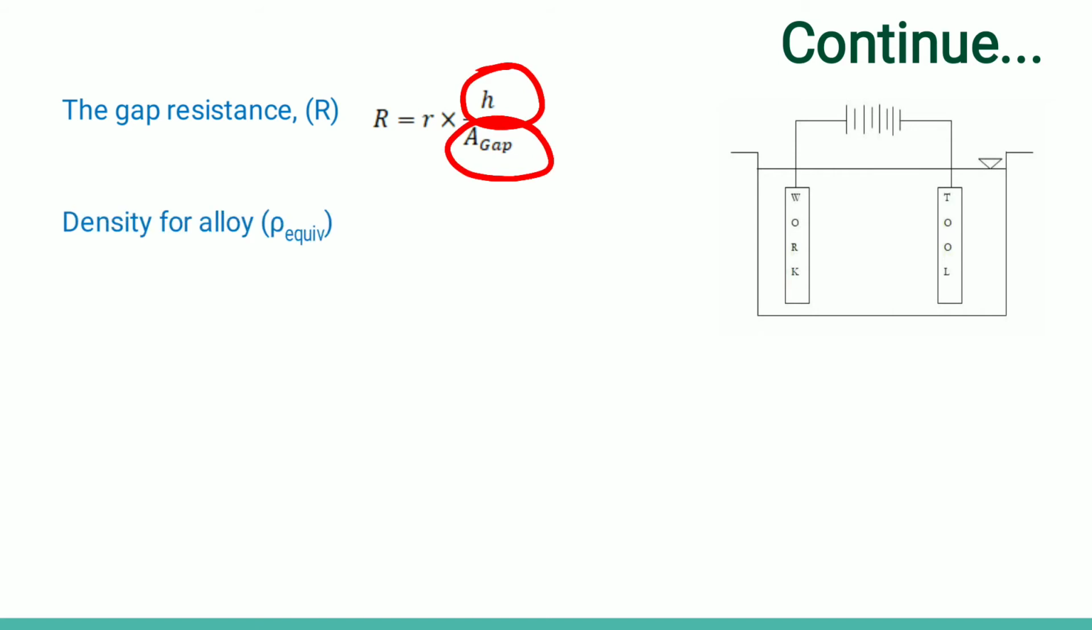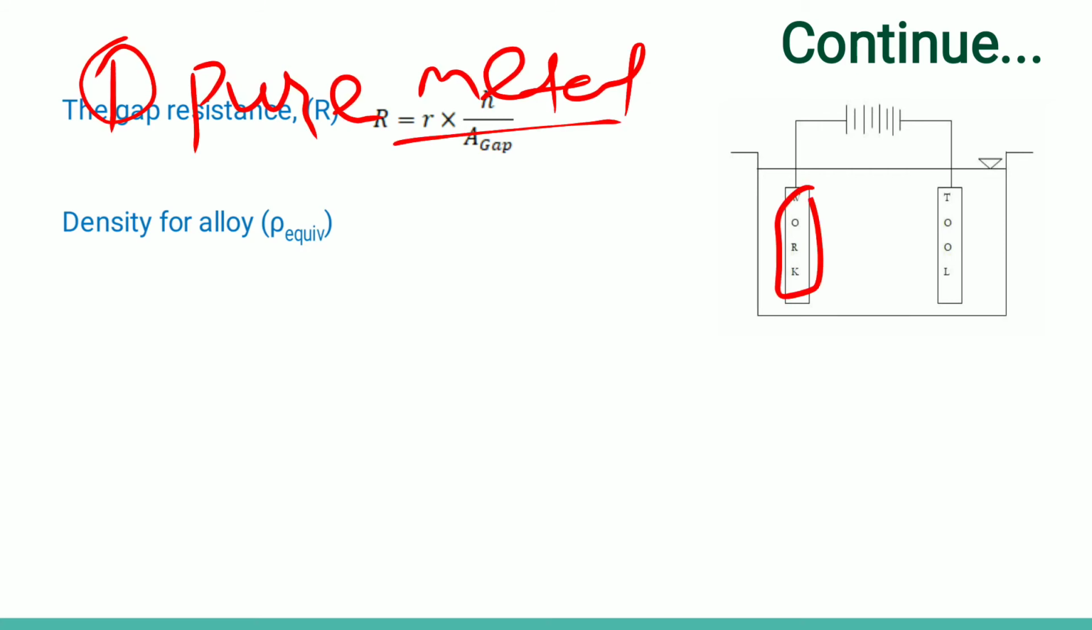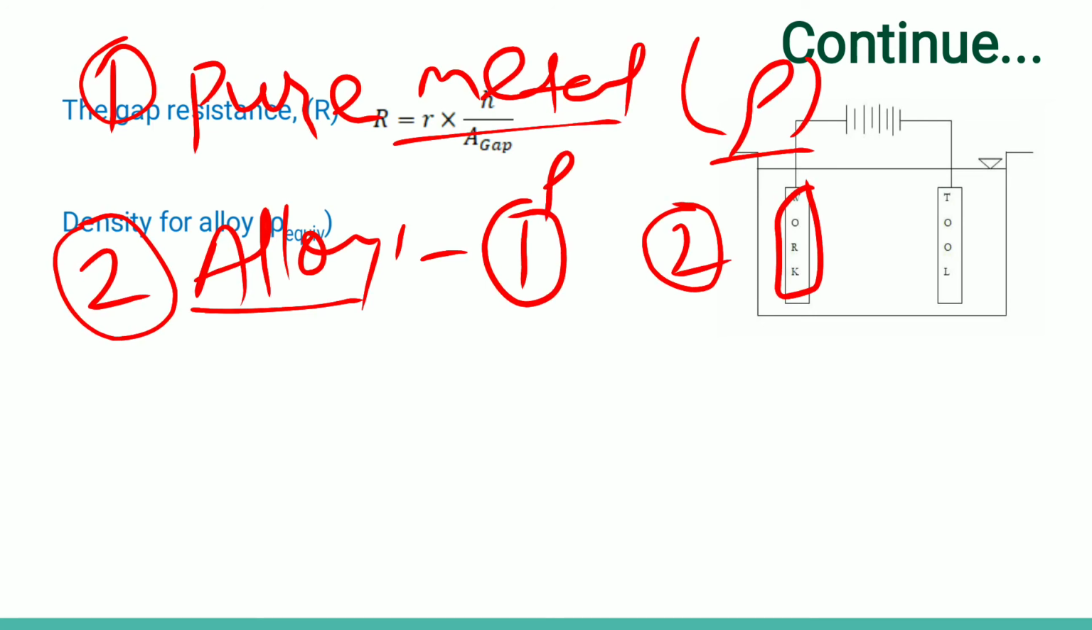Next is the density. Okay. Now here we are considering three things. First thing is, if it is a pure material. Okay. If it is a pure metal, means the workpiece material which is given to you, if it is a pure material, then there is only one density, that is rho, means the density of that material only. Another thing is, if there is an alloy. Okay. If that alloy is made up of two metals, that is 1 and 2, so they have different densities, rho 1 and rho 2. That can be a possibility. Okay.